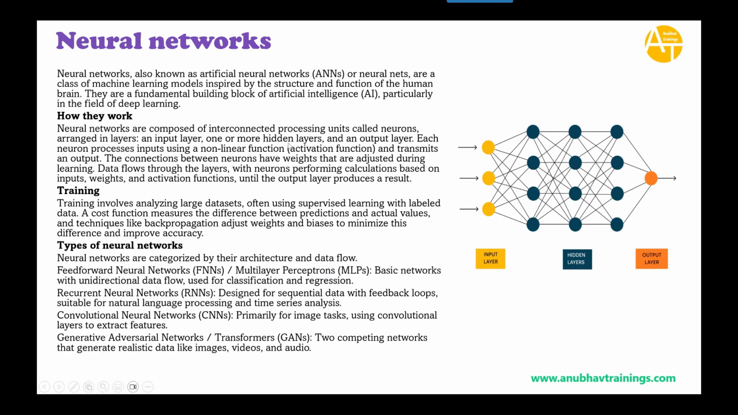Now in the hidden layers and output layer, each neuron processes the input using a non-linear function called an activation function. So just like some of the neurons will process the size of the cube, then a second set of neurons will process that it's cool, then a third set of neurons will say it's watery. So these are called activation functions. Inside each of these neurons we have an activation function, and it transmits the output. The connections between the neurons have weights that are adjusted during the learning.